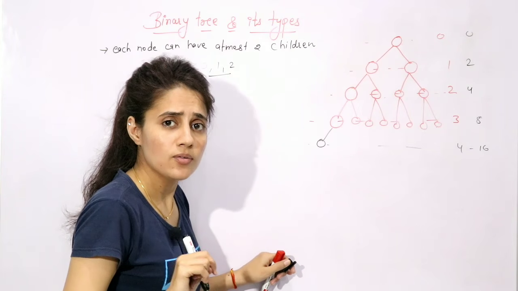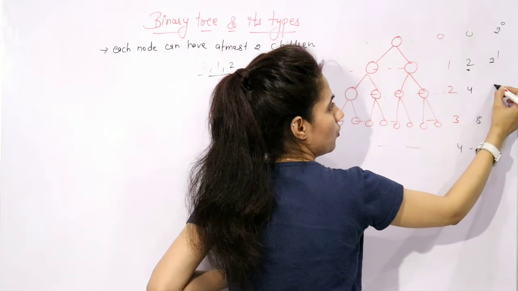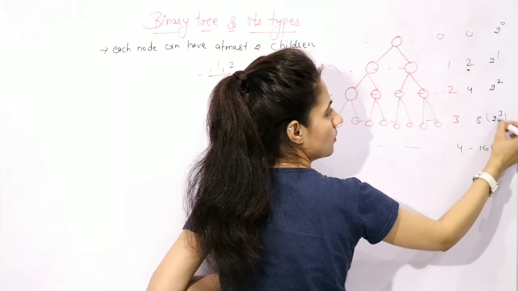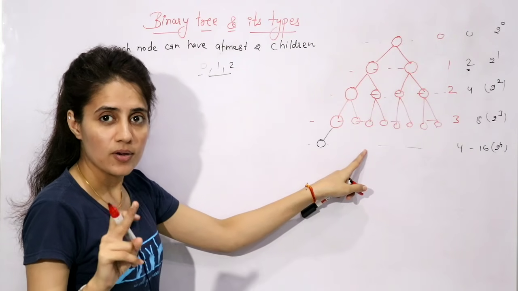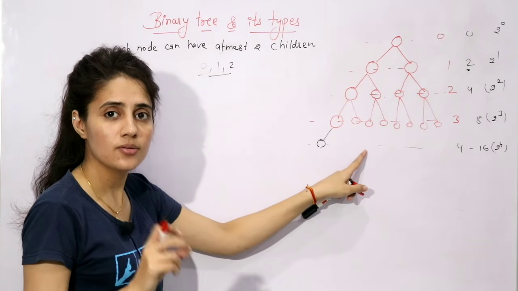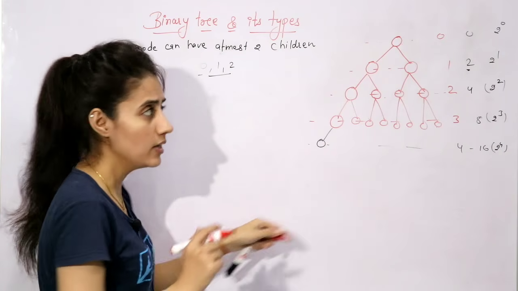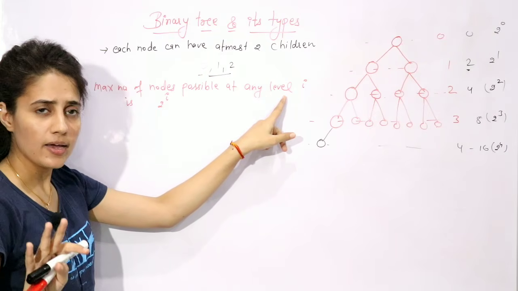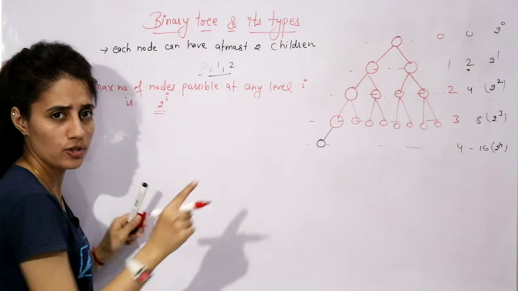Now how can you write this? Can I write here 2 raised to power 0? Can I write 2 raised to power 1, 2 raised to power 2, 2 raised to power 3 and 2 raised to power 4? So now what you can say here, at each level I, the maximum number of nodes possible in a binary tree is 2 raised to power I. That is one property, right? The maximum number of nodes possible at any level I is 2 raised to power I, right? This thing I have already shown you.